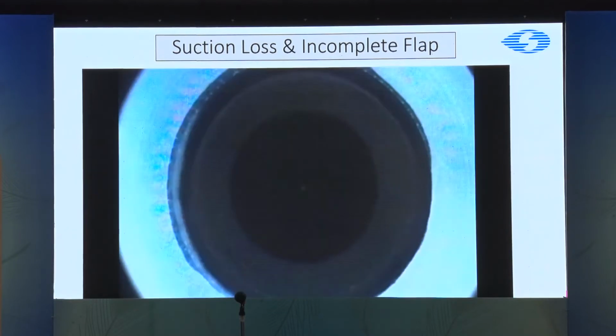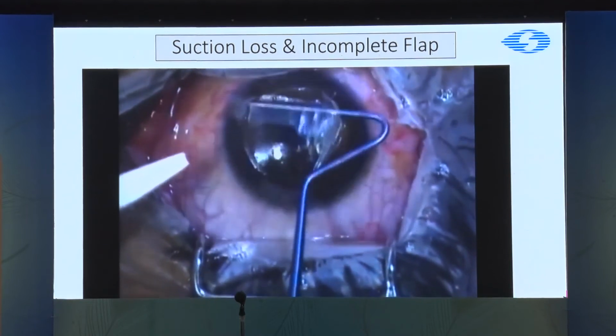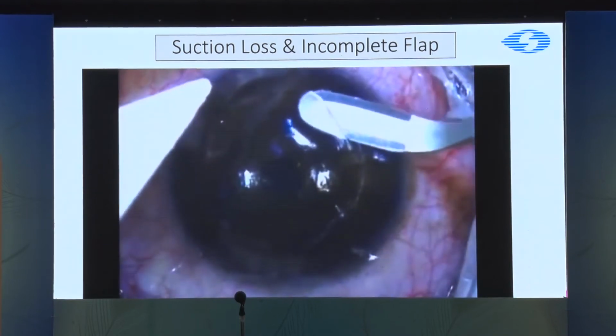If you have a suction loss during the side cut, what you need to do is again redock, but make a deeper and a narrower flap, basically so that you do not have two planes and you do not have difficulty lifting.